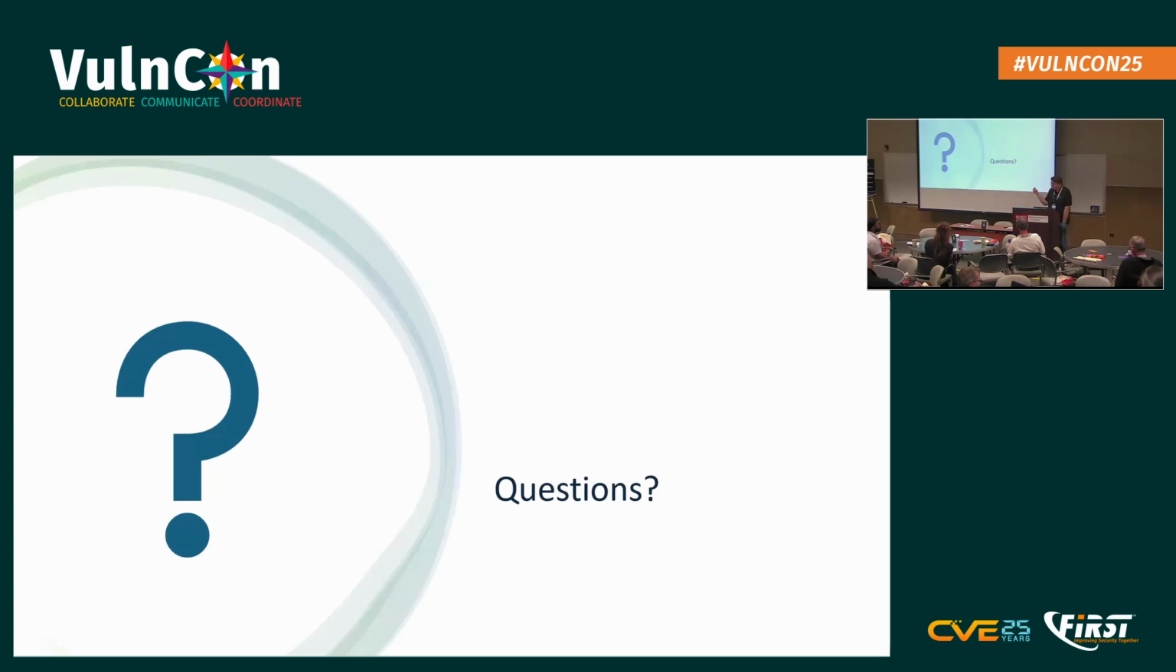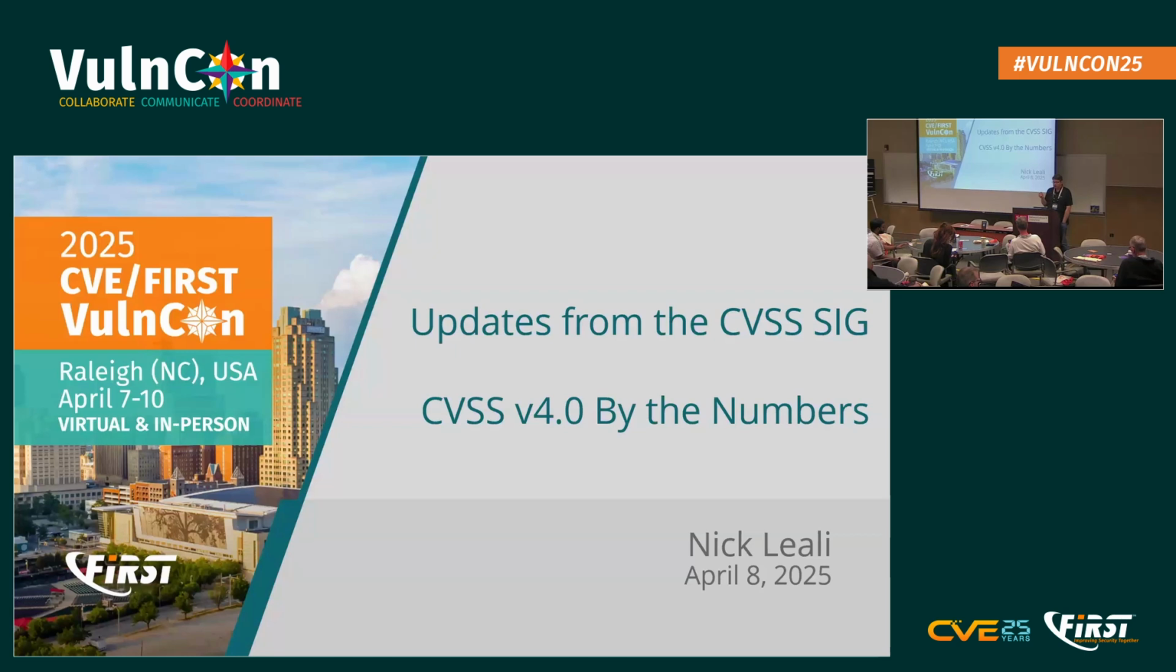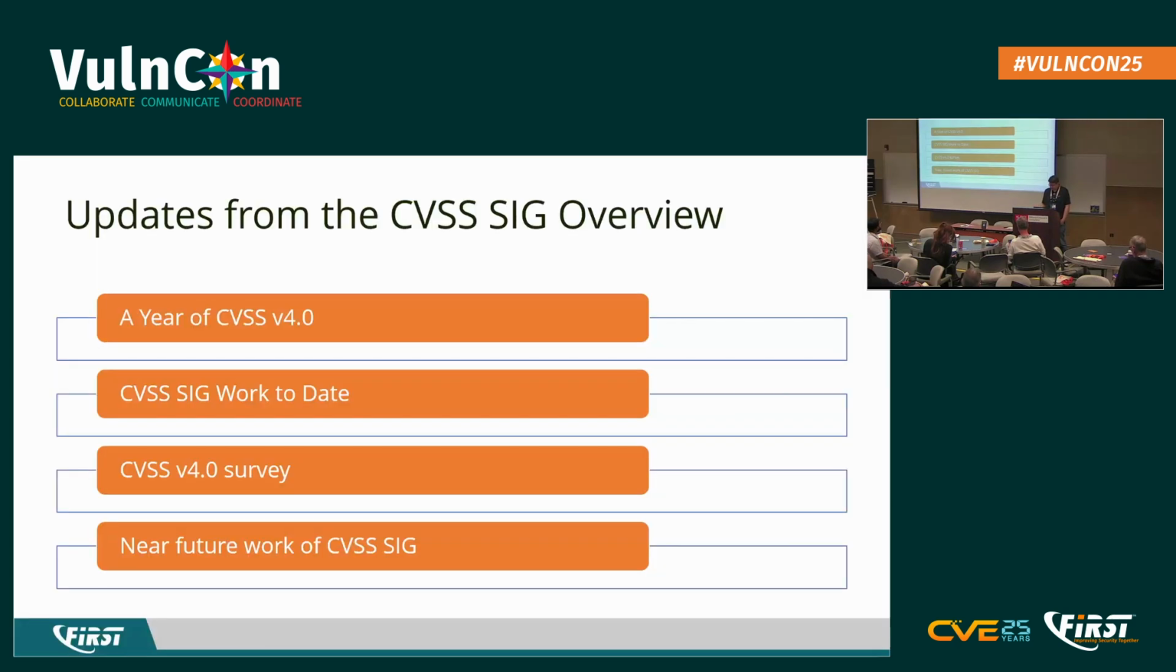Okay, well, I'm going to switch to talking about a little bit of updates from the CVSS SIG, what we've been working on, and talk about v4 adoption and some of the challenges that we are looking to solve, some of the things that we're working on to help that. I'm just going to roll into the next part of it.